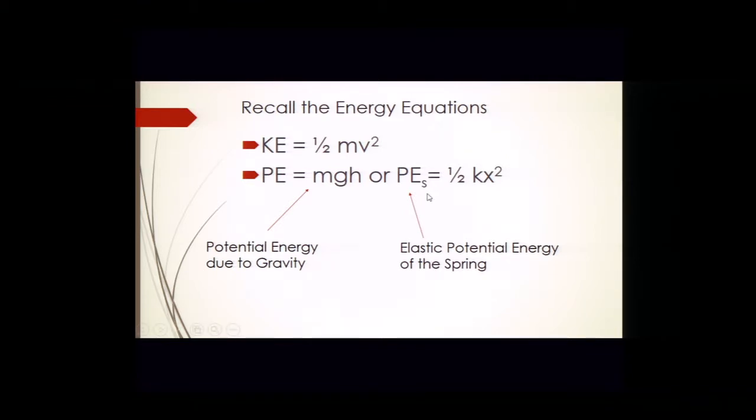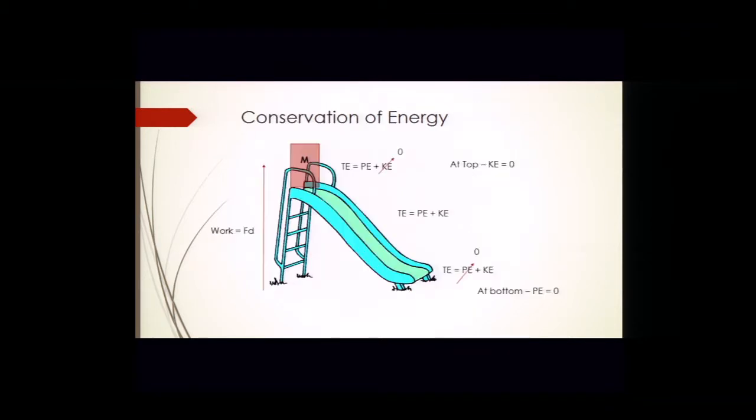And we've got our spring energy. So remember back from physics 1, right? We've got kinetic energy is 1/2 mv squared. My potential energy is mgh. And my potential spring energy is 1/2 the spring constant times x squared. So we have our energy equations. And so also remember, going back, that we have conservation of energy.